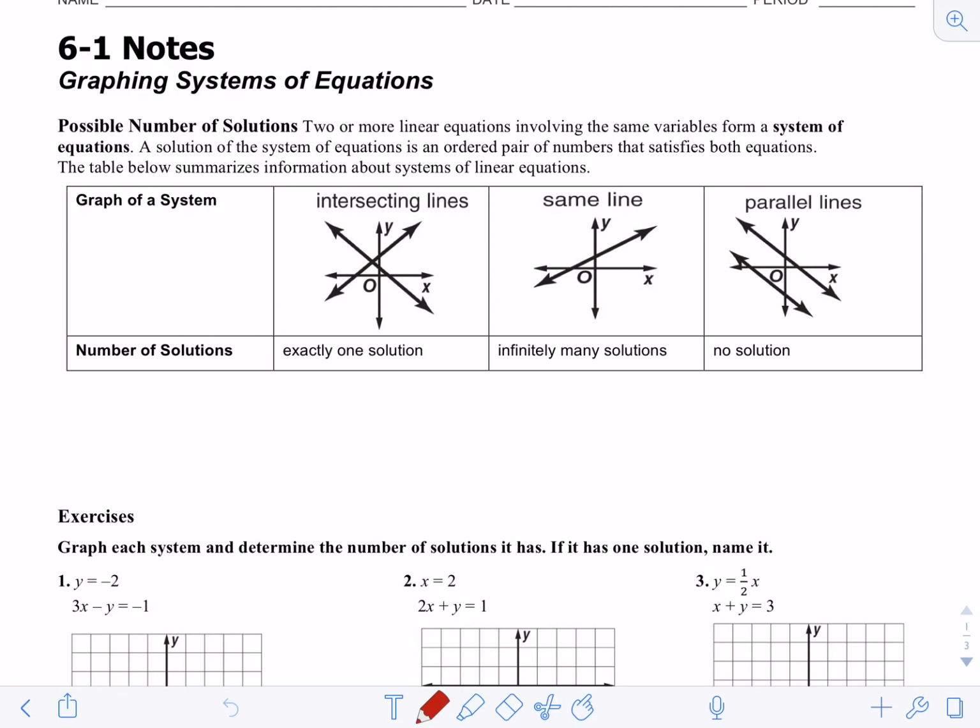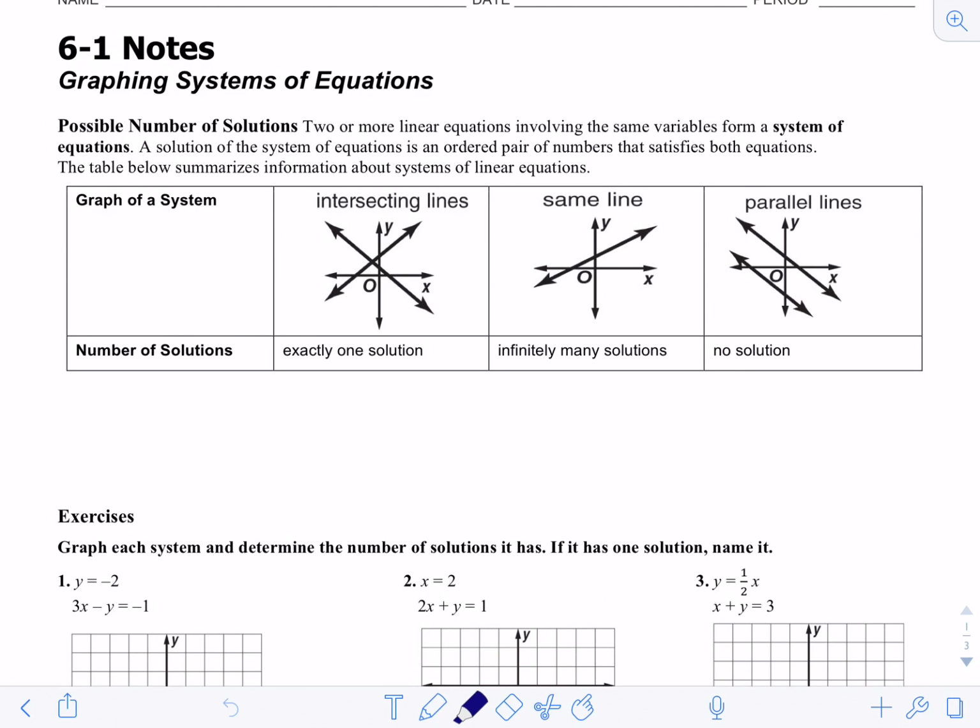Alright, this is the 6-1 notes. It's not too hard stuff as long as you know how to convert from standard form into slope-intercept form, and we'll go over that here in a second. So there are three different answer choices that you will have on these problems.